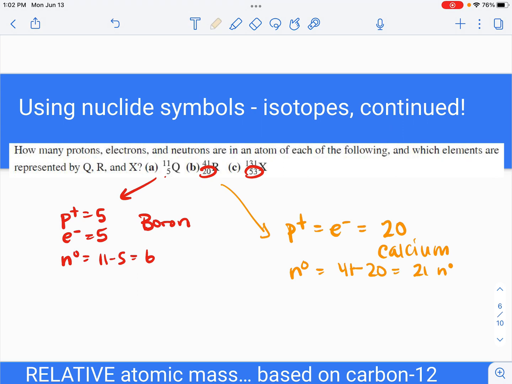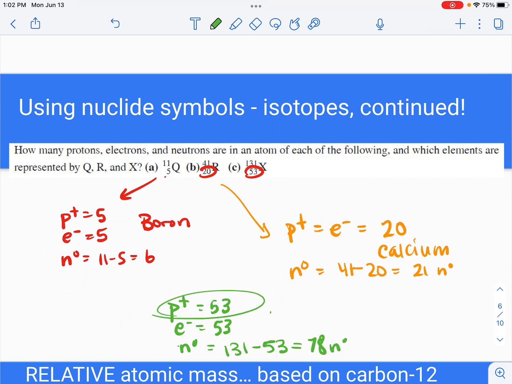Okay, so for part C, you should have obtained that the number of protons is 53, the number of electrons is 53, and the number of neutrons is 131 minus 53, which is 78. Based on the number of protons, this is an atom of iodine. So hopefully you got that right. And if not, please continue to work at that. This is something that College Board just kind of assumes you know by now.